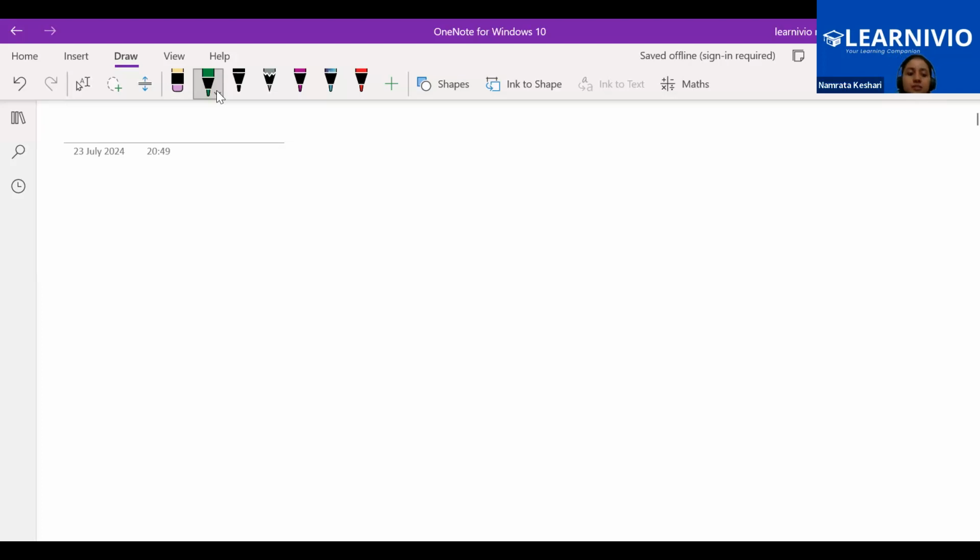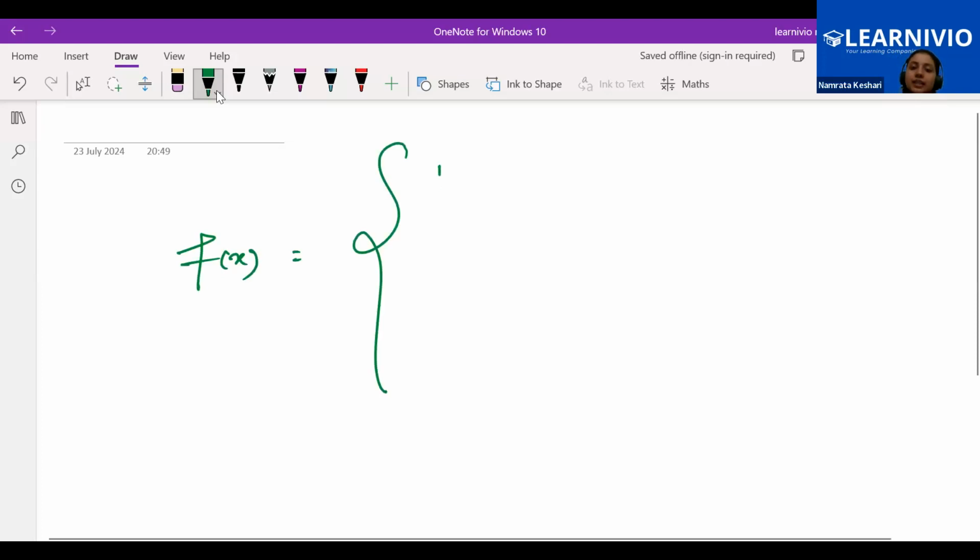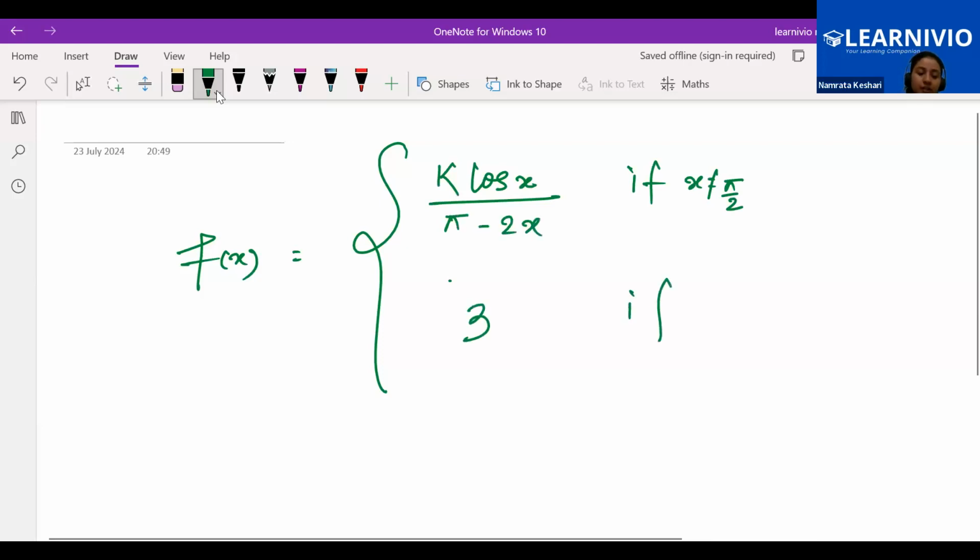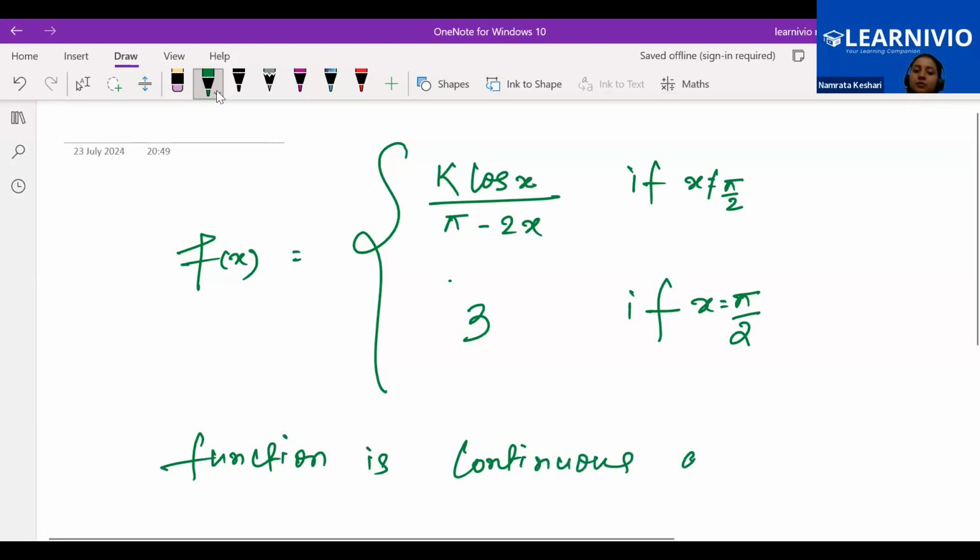So the first question is this. If f(x) is equal to k cos x over pi minus 2x if x is not equal to pi by 2, and 3 if x equals pi by 2. The given function is continuous at x equals pi by 2, and hence find the value of k.